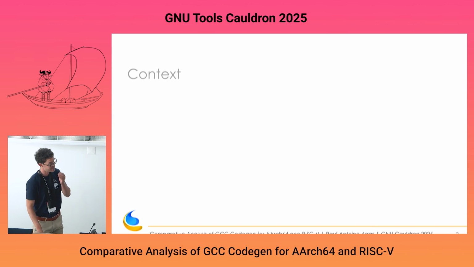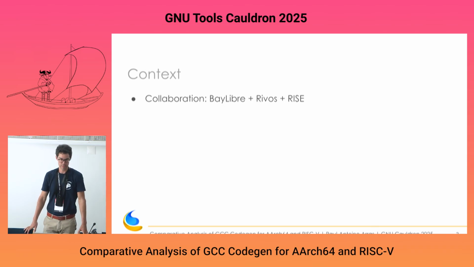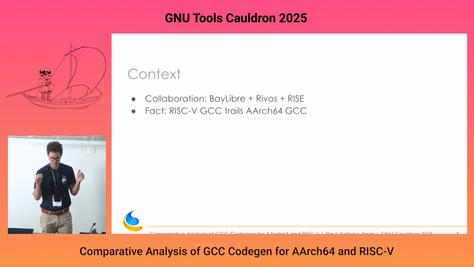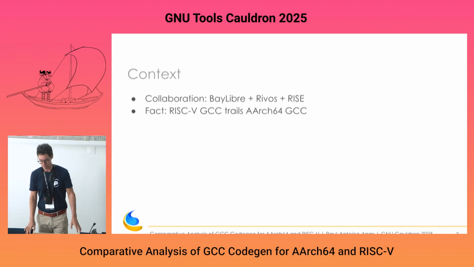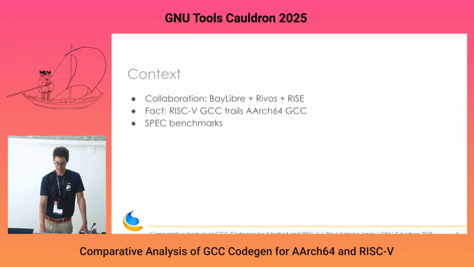So first a bit of context. This work has been carried out as a collaboration between two companies, BayLibre and Rivos, and it has been funded by the RISE project. So the starting point of the whole study was an observation that in a number of benchmarks, RISC-V GCC trails AArch64, and well, specifically for SPEC benchmarks. I'll go back to that later.